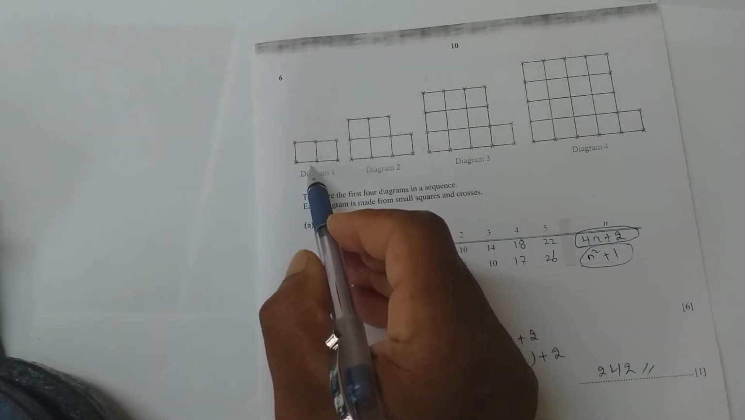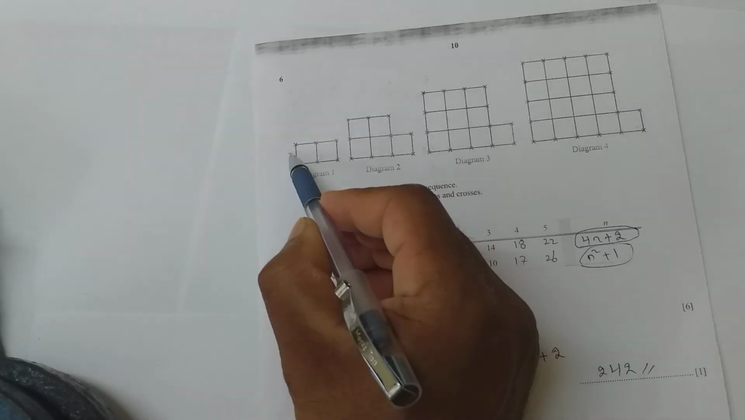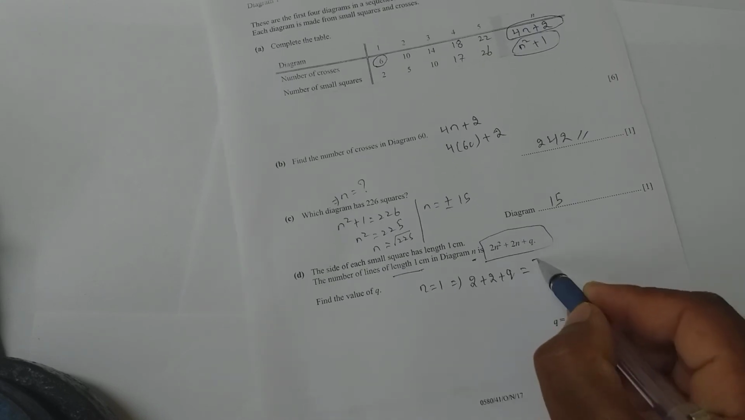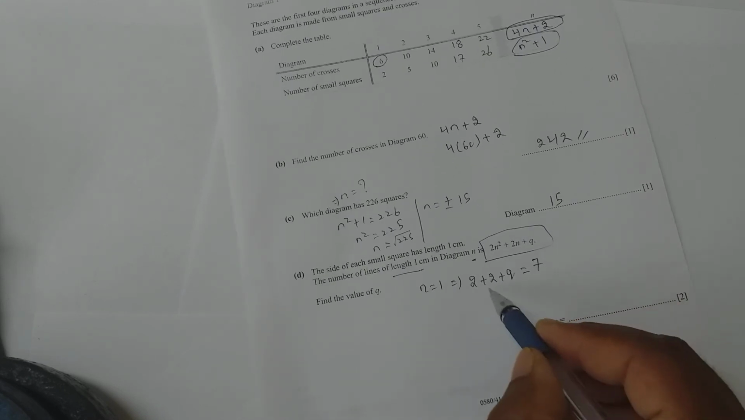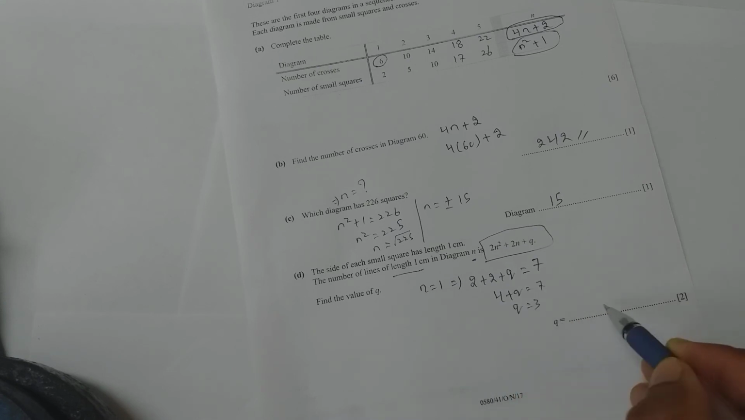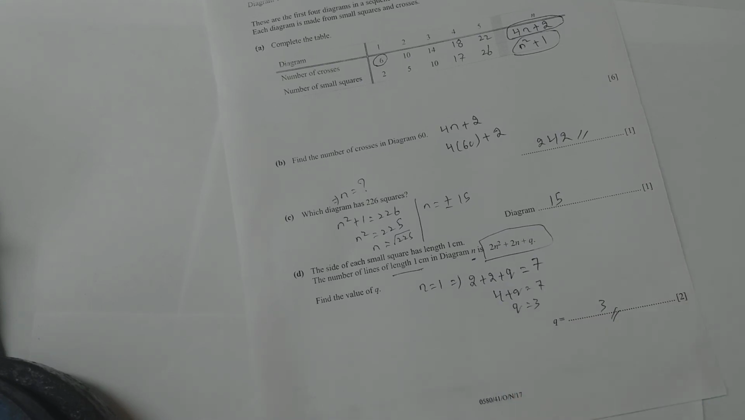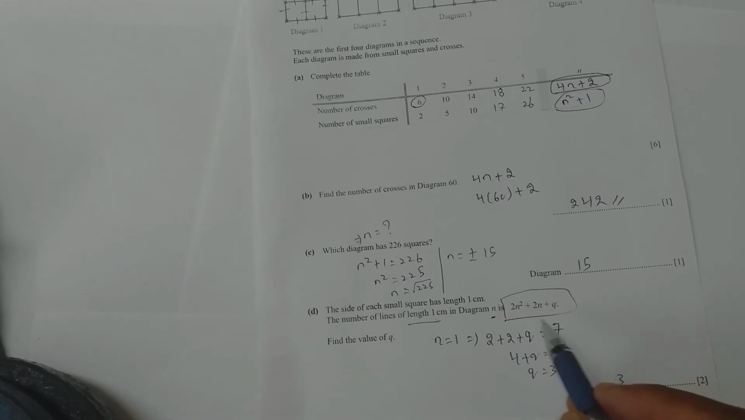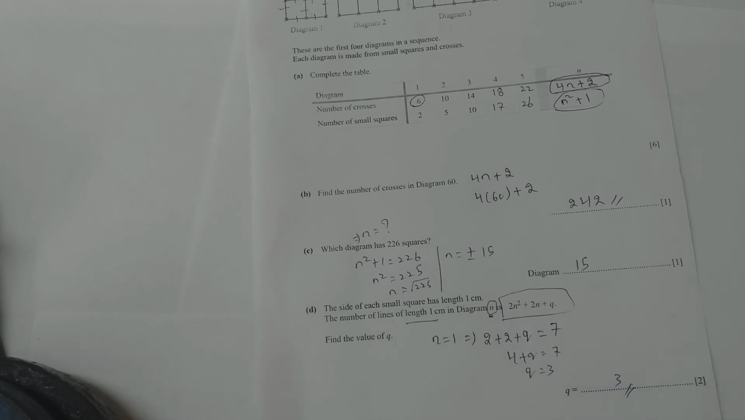This is the first diagram. Calculate how many lines you have got. 1, 2, 3, 4, 5, 6, 7. So this equated to 7. 4 plus q equal to 7. So q equal to 3. So that is the answer. You can choose any diagram, either the first diagram or the second diagram. But the first diagram is easier to calculate the number of lines. So equate it, and you will get the value of q. Okay.